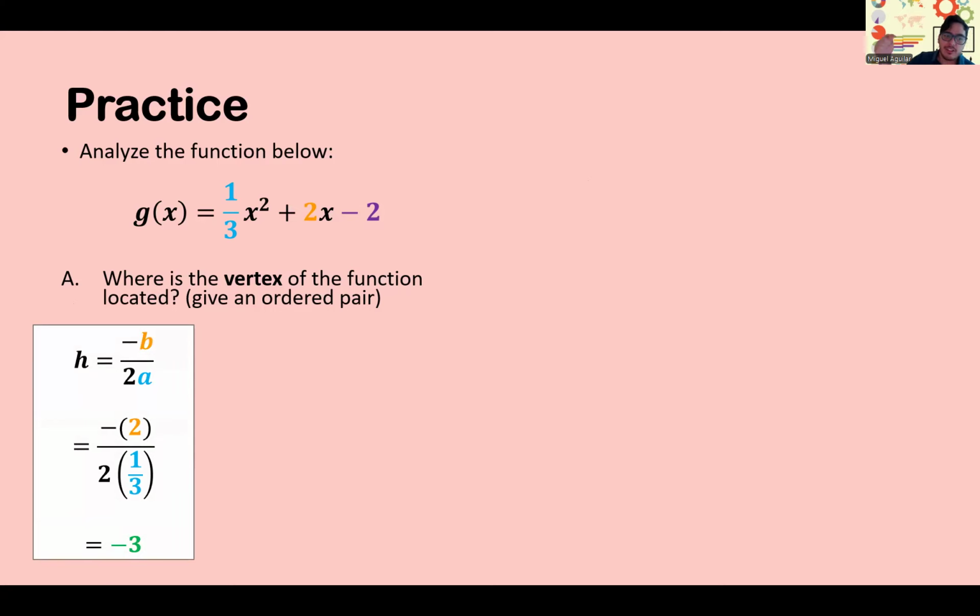We plug 2 into the top of our fraction, right? So we have negative 2. And then 2 times 1/3, that's going to be a, right? And I know that when you formulate this one and you write it down on paper, it's going to feel maybe a little bit scary because we have a fraction.